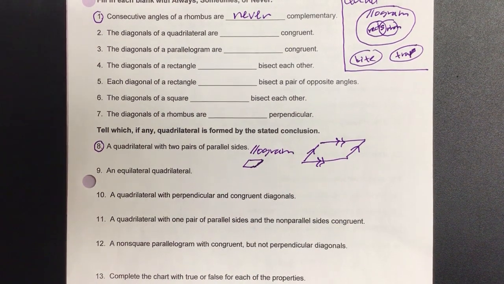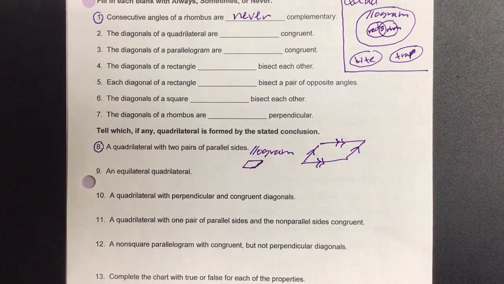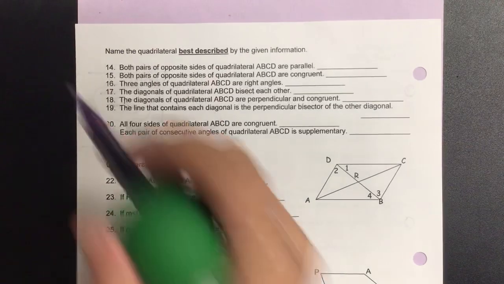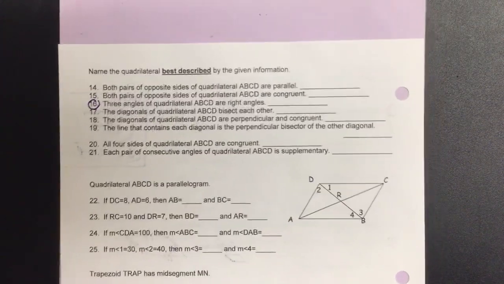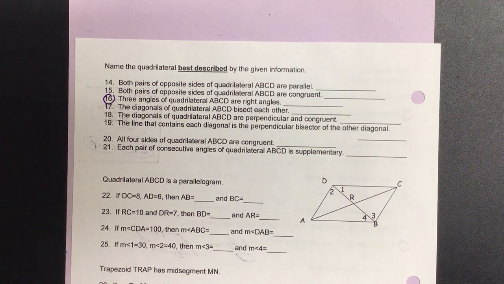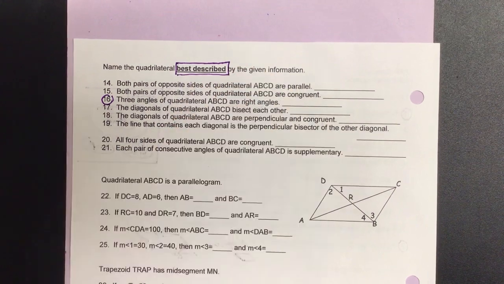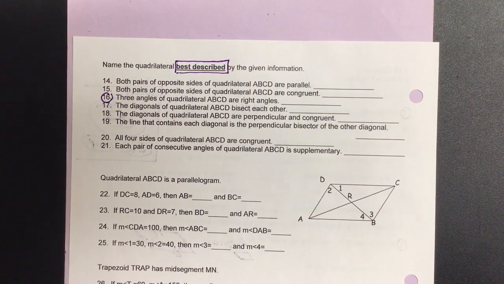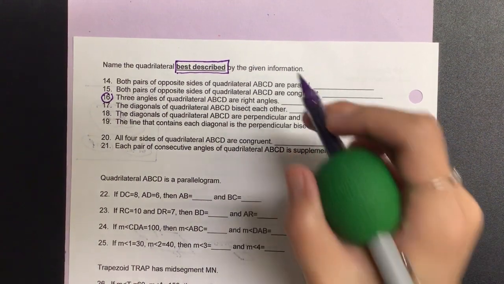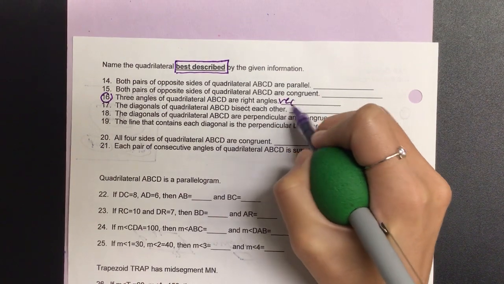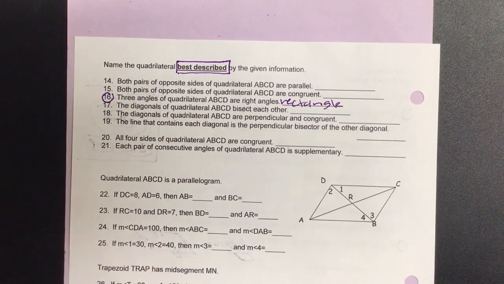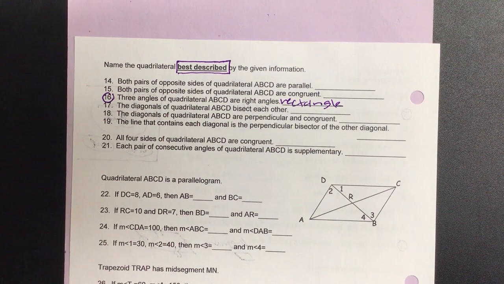All right, on the back, I want to look at number 16. Circle number 16. All right, David, let's read the instruction at the very top and then read number 16, please. Name the quadrilateral best described by the given information. Three angles of quadrilateral ABCD are right angles. So if I give you a four-sided figure, and three of the angles have to be 90 degrees, that's going to force it to become what shape? A rectangle. And that is the best shape that could possibly be described by this.